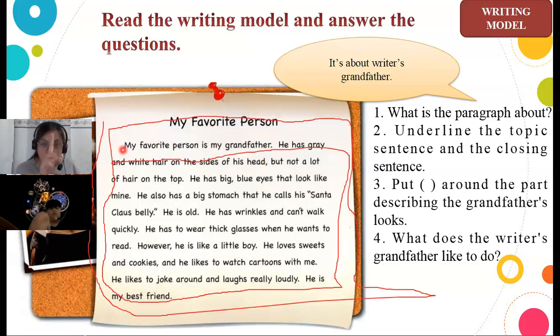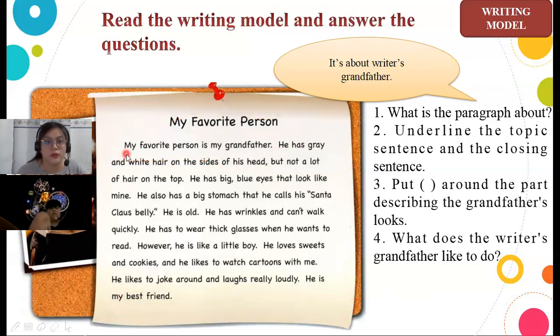Yeah, it is just one line. One line, one sentence. Okay, the topic sentence. This one only, my favorite person, my grandfather. Okay, that is the topic sentence, the very first sentence. My favorite person is my grandfather.